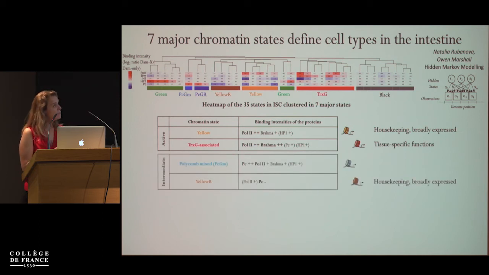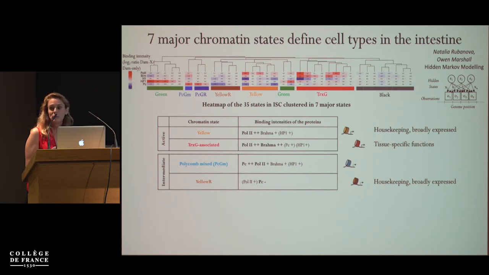We could also identify 2 states that were intermediate, one that we're calling a Polycomb mixed state because it has both Polycomb as well as RNA Pol2. And we think that many of the genes in this state are likely due to heterogeneity within our population, where some cells may have these genes in an active Pol2 bound state, and others may have them in a Polycomb repressed state.